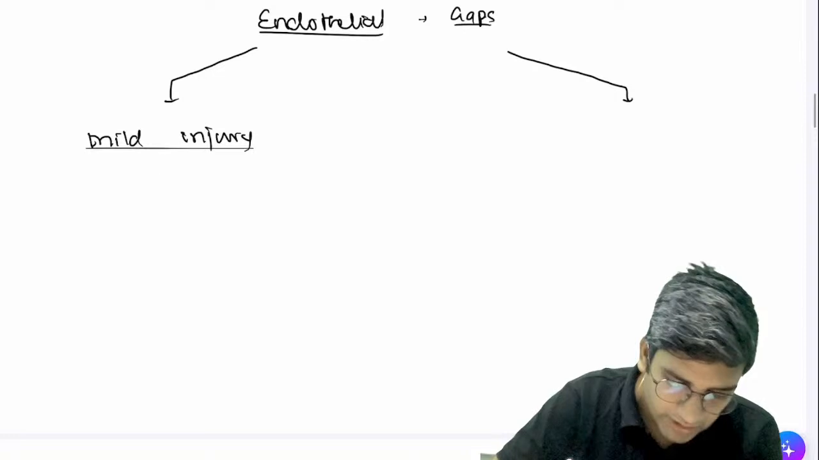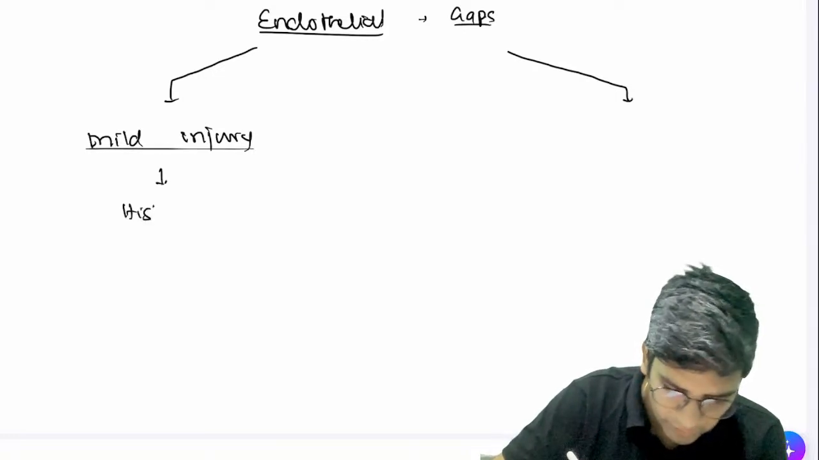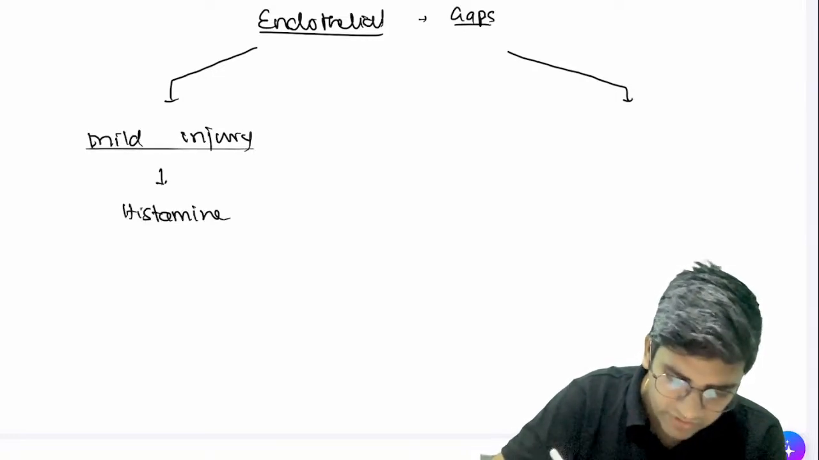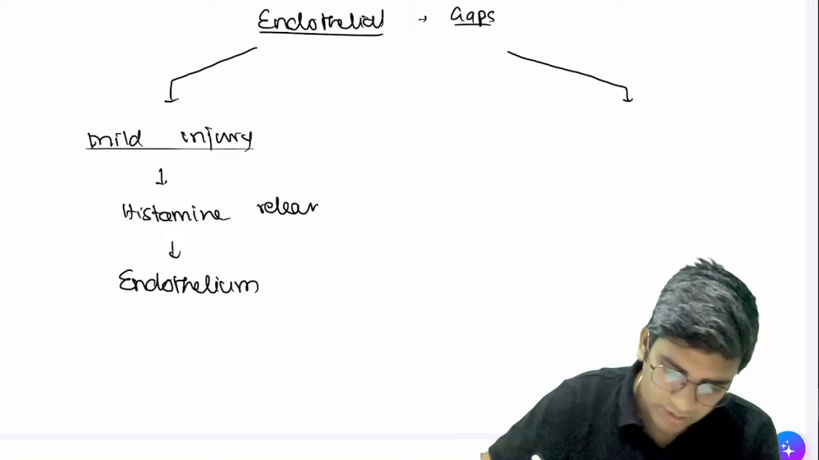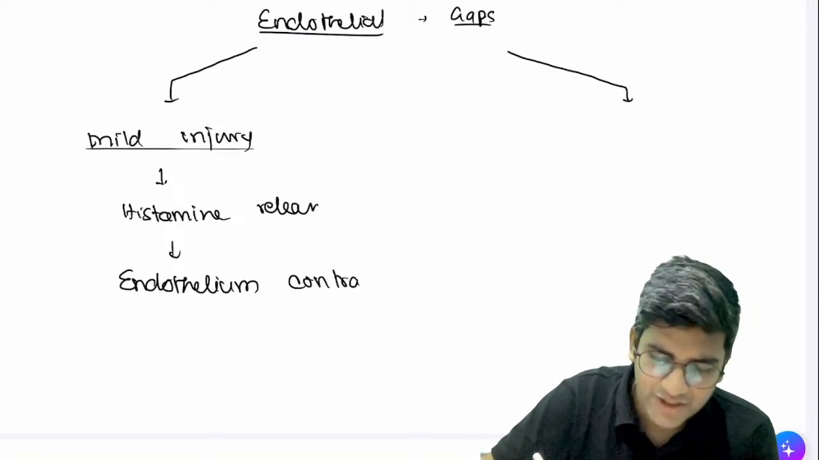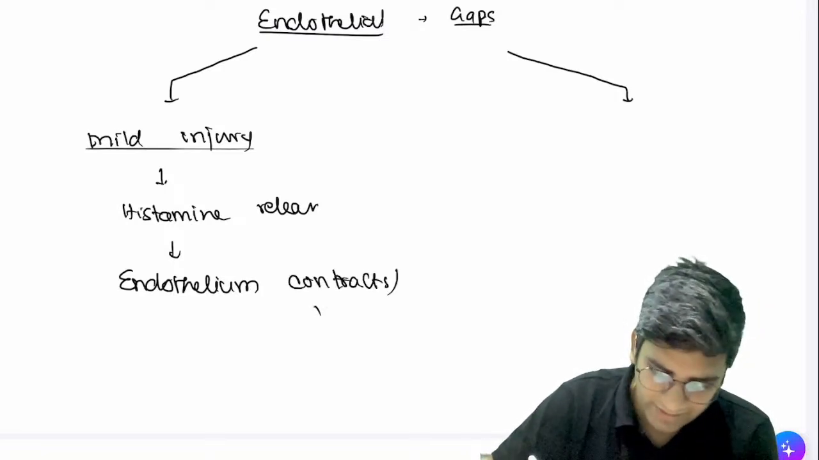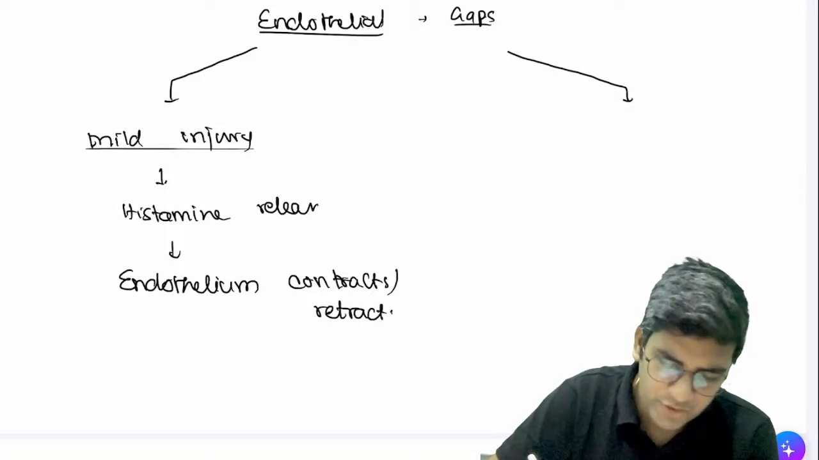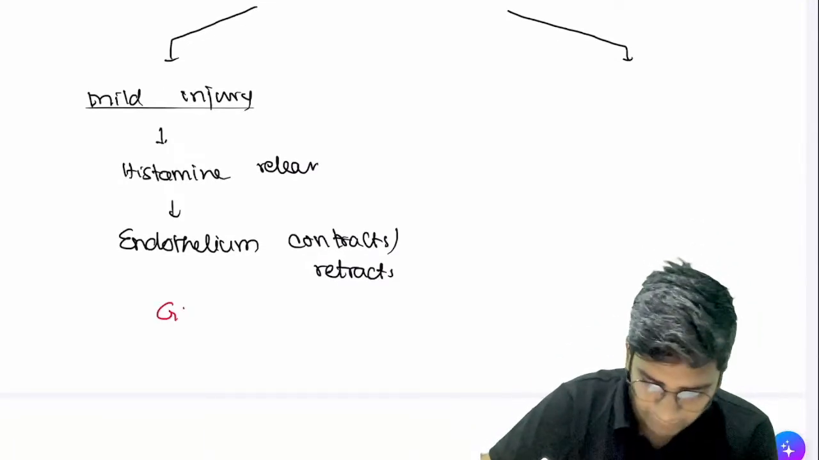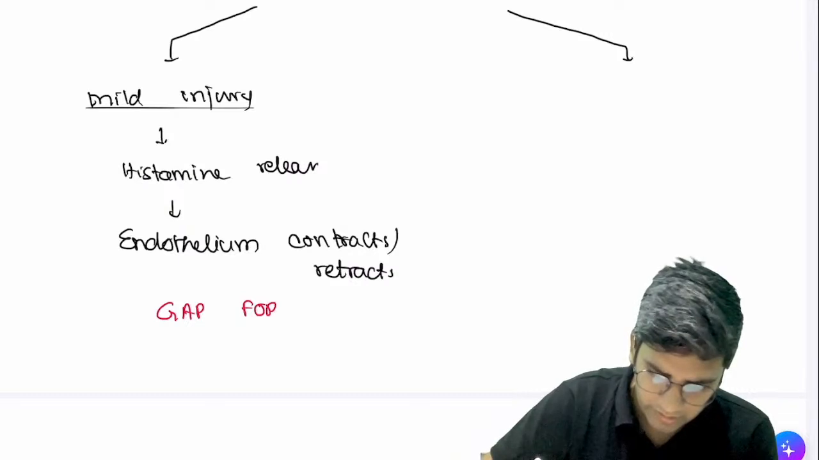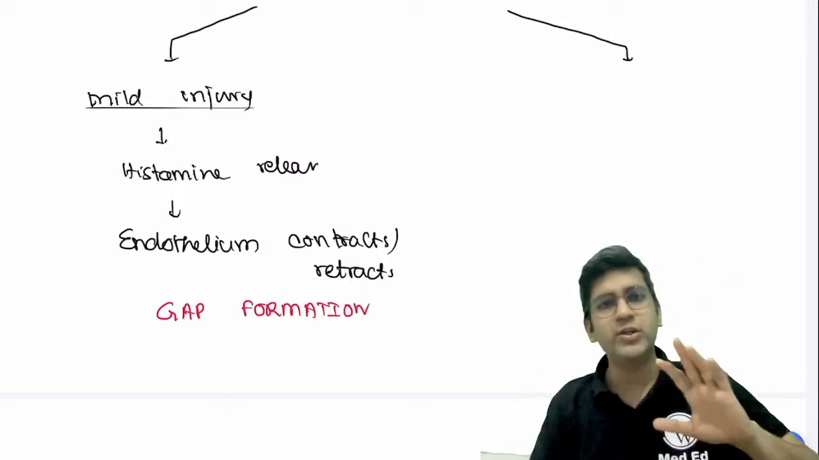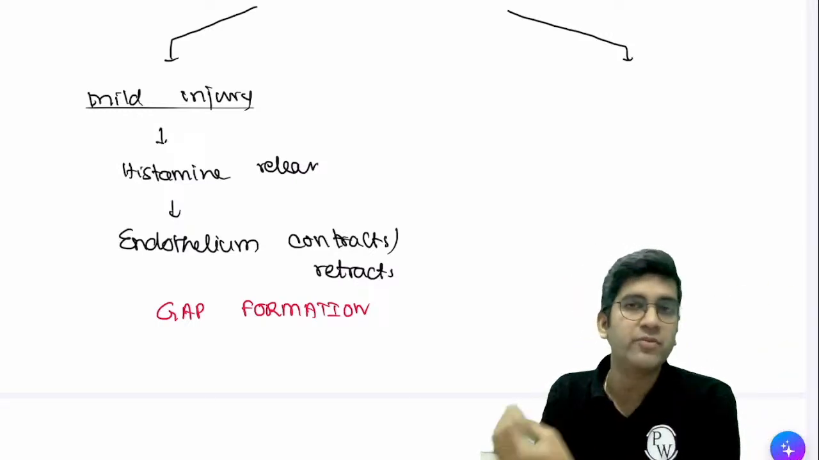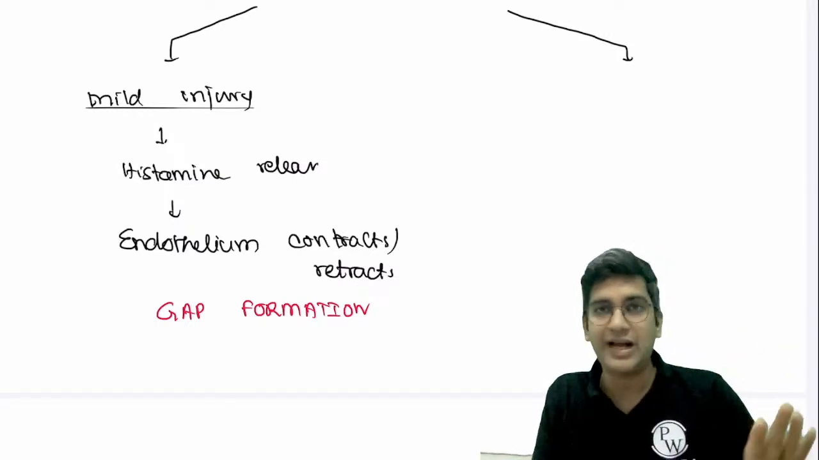So with any mild injury, a molecule called histamine is released. The histamine release will cause the endothelium to contract or retract. I can use either word, contraction or retraction, both mean one and the same. Ultimately, it's going to produce a gap. It results in gap formation. That's what happens to the endothelium with any mild injury, whatever it may be. I gave the example of a mosquito bite. Any sort of mild injury will have the same thing, right?